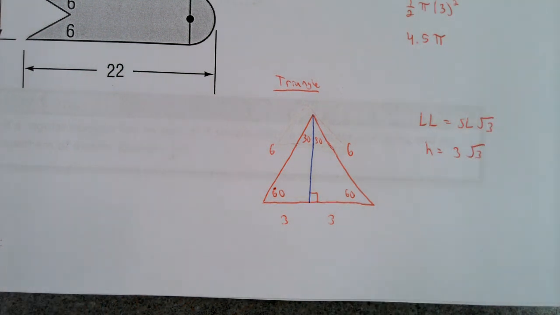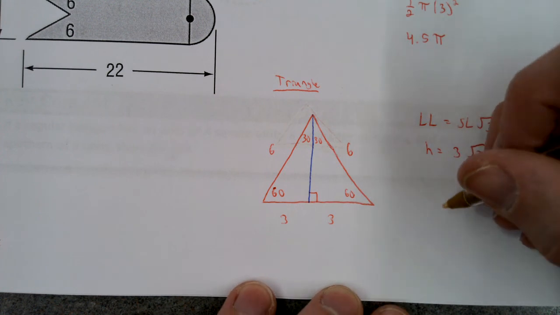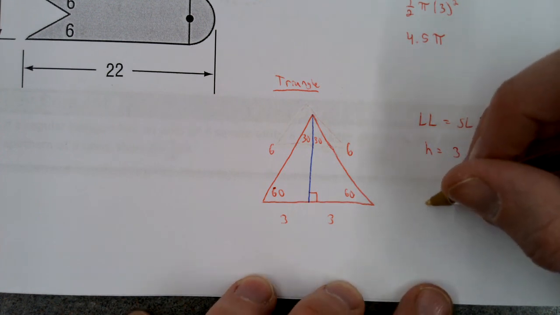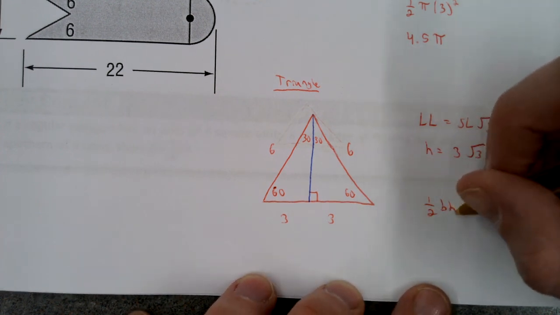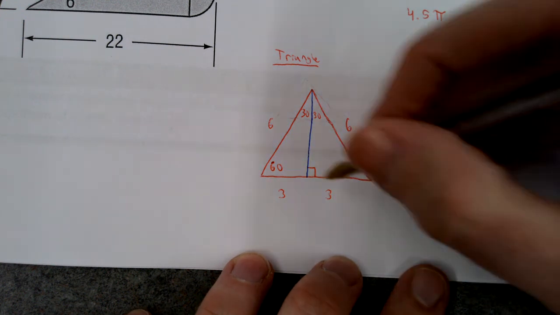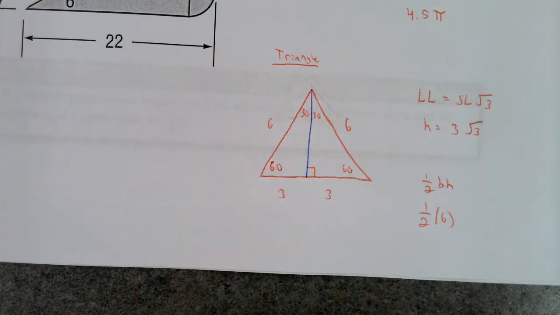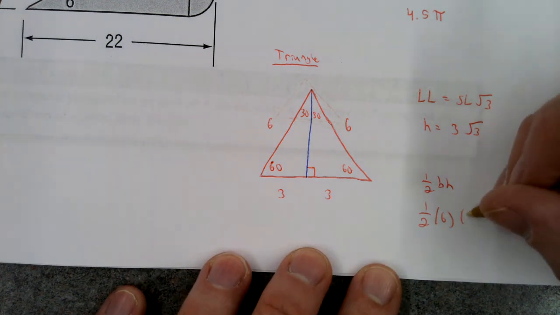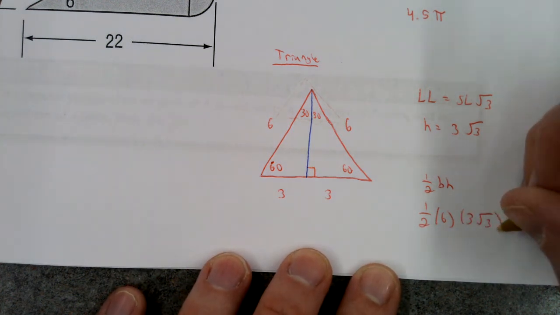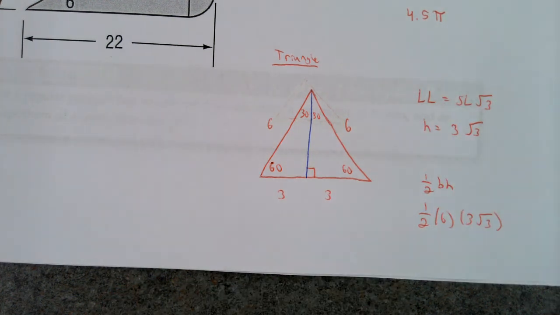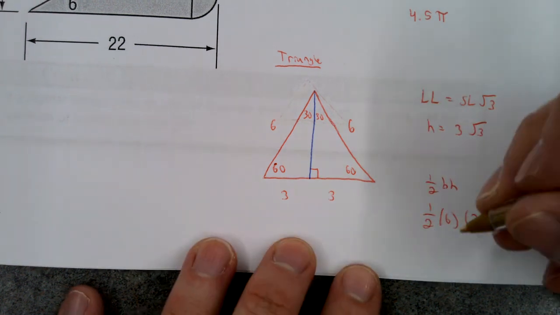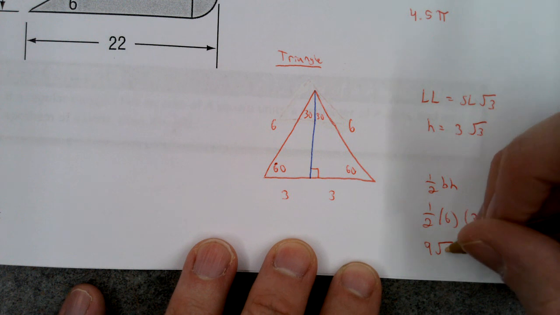So now we can finally get the area of the triangle. The triangle is going to be 1/2 base times height. The base is any side, so I'll say the base is 6, and the height, which is the long leg above, is 3 square root of 3. So bottom line, the area of that triangle, which we have to subtract at the end, will be 9 square root of 3.